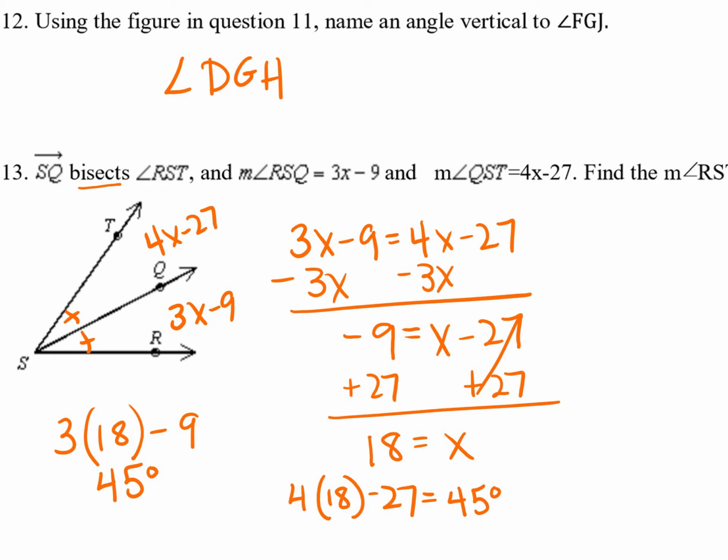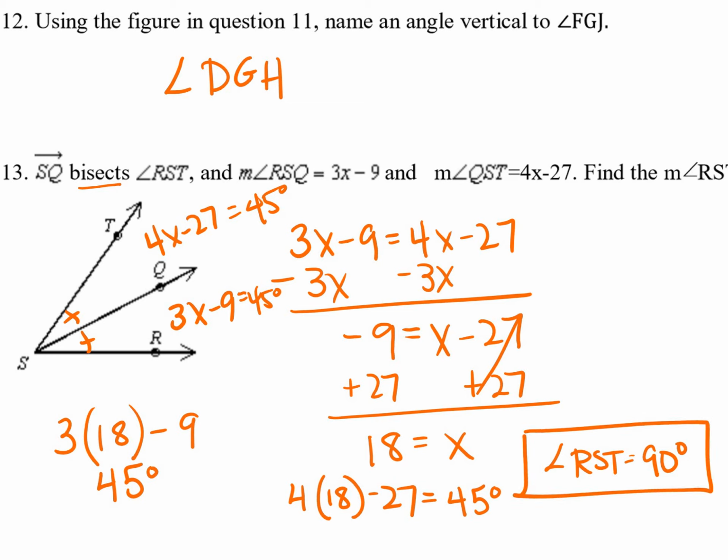So both angles together would equal 90 degrees. So the measure of angle RST equals 90 degrees. And once again, obviously that doesn't look like a 90-degree angle, so you cannot trust your picture.